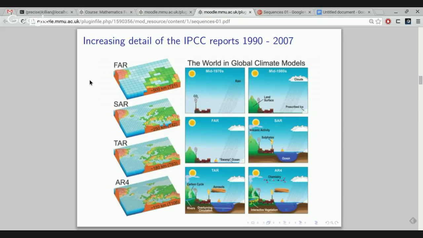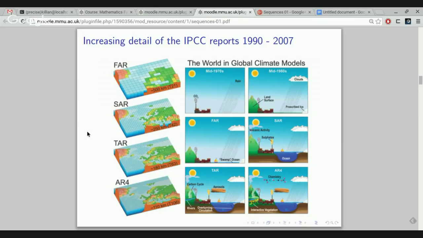The FAR is the first annual report, SAR the second annual report, third annual report, and they couldn't call the fourth one the fourth annual report because it's the same as the first annual report, so they had to call it something else. Kind of silly. But you can see how, as more and more computing power became available, computers getting faster and cheaper all the time, computer models of the climate were able to deal with a better and better approximation to the truth.